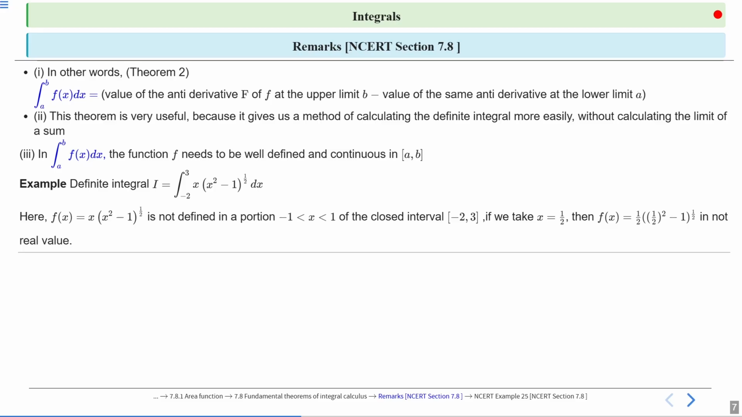So if we want to define a definite integral, f needs to be well defined and continuous. In this case, we cannot calculate the value of the definite integral from minus 2 to 3 of x times (x squared minus 1) to the power 1 by 2.